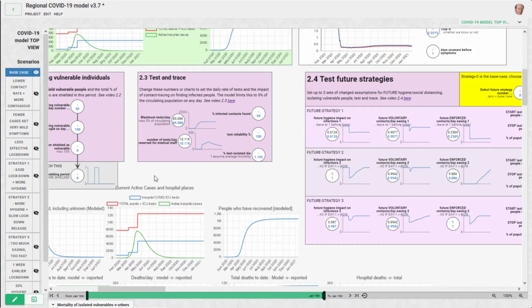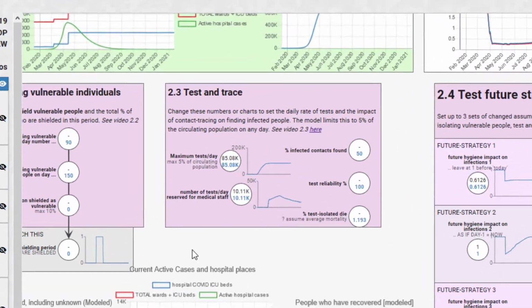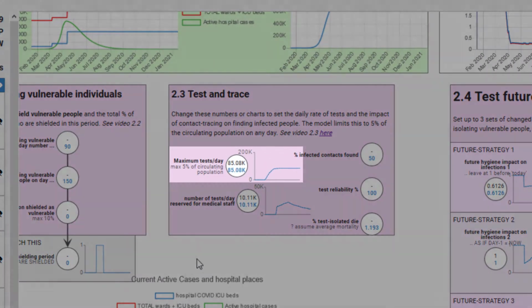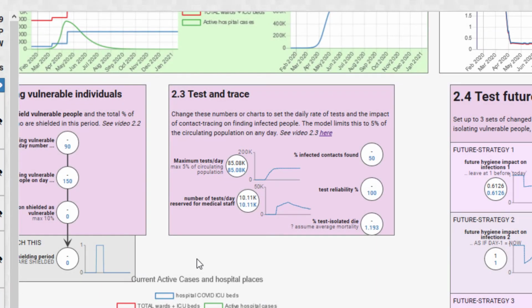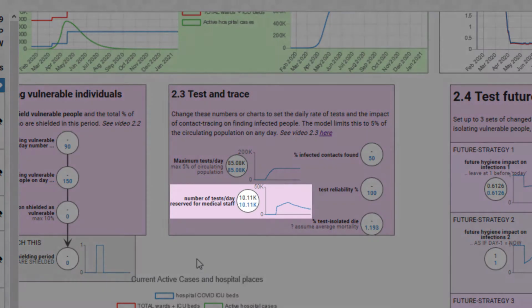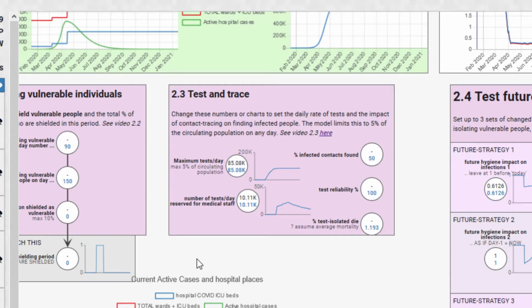circulating population. Now, the way this works is that you sketch in a pattern for the growth in the number of tests per day that can be carried out, and you also sketch in the number of those tests that are reserved for medical staff. So the number available for the general population is the difference between those two.